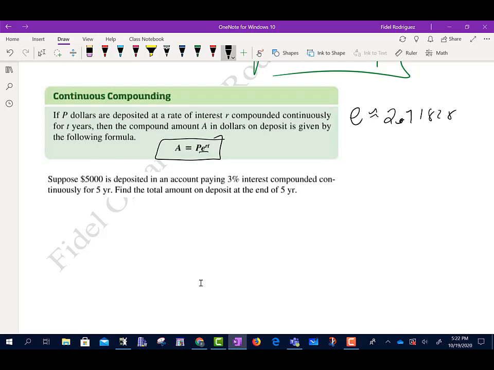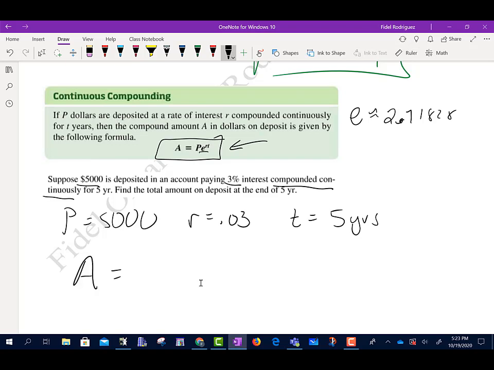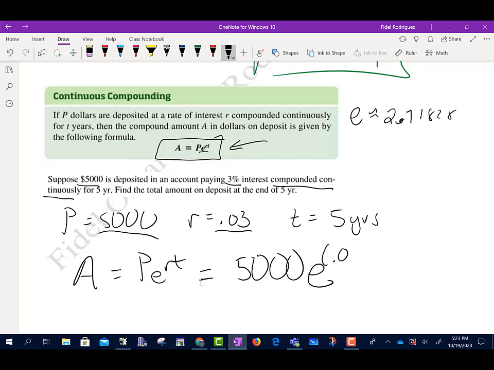So I'm going to show you how we're going to do this on our calculator again. Okay, first thing, P is 5,000, right? Deposit in the account paying 3% interest. So my interest rate is 0.03. Compounded continuously, so it just means I'm going to use this formula here. And my time is 5 years. So this is what my formula looks like, the PERT formula. So our P is 5,000. Okay. E to the power 0.03 times 5. Like I said, this is going to be a straight calculator type problem.